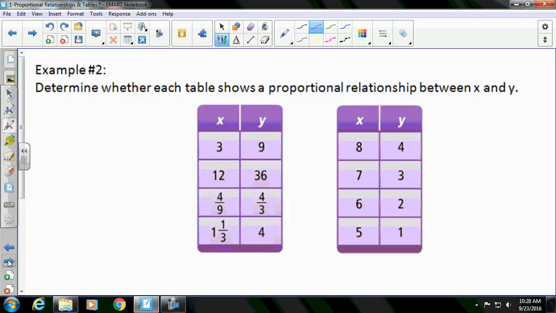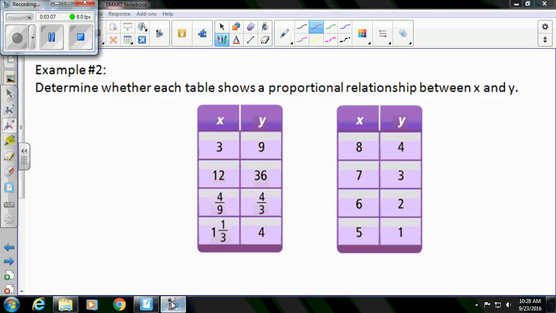Looking at these two tables here, I want you to determine whether each table shows a proportional relationship between x and y. Pause your video here and work on these examples. For the first table here, there is a proportional relationship. Each row, when I simplify y over x, simplifies to 3 over 1. So the first one is proportional.